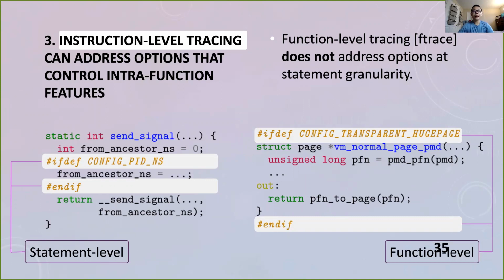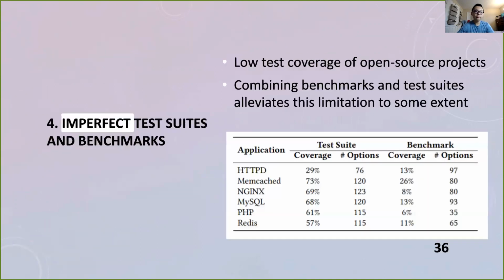Third, function level tracing does not address all the kernel configuration options. COZART uses instruction level tracing to control intra-function features. Fourth, existing kernel debloating techniques rely on tracing. Ideally, applications should be 100% exercised during tracing. However, we found that test suite coverages are not as high as expected, and benchmarks are much lower. Combining benchmarks and test suites can alleviate this problem to some extent.